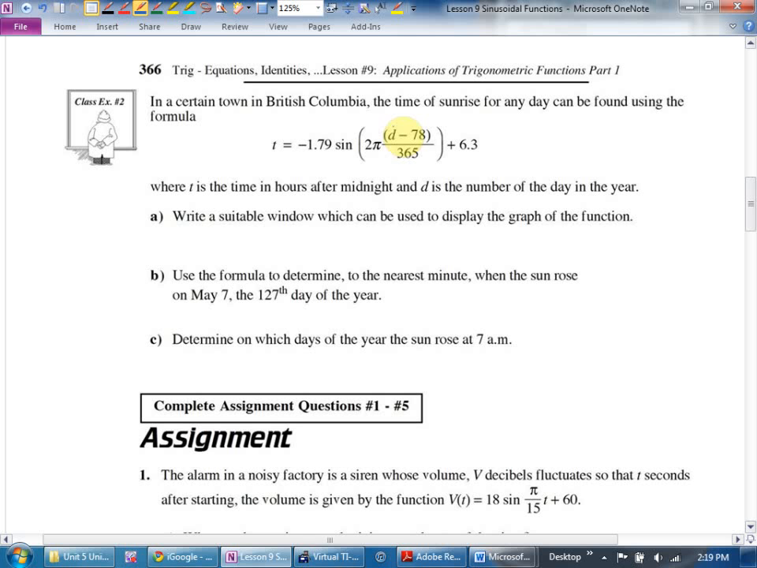Write a suitable window. What's sitting where the X is? Day. I guess I'd like to start out with day 0. What should my final day be? 365. By the way, take a look. Can you see B is 2 pi over the period? I think the period is going to be 365. Good scale. Why don't we go up by 30s, because that's roughly by months. Not quite, but close enough.